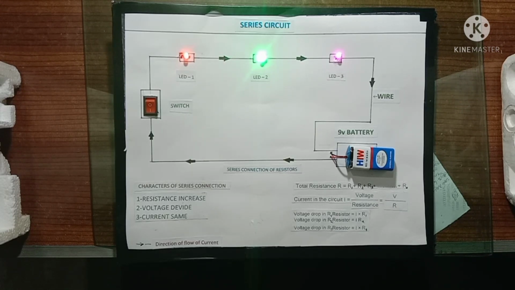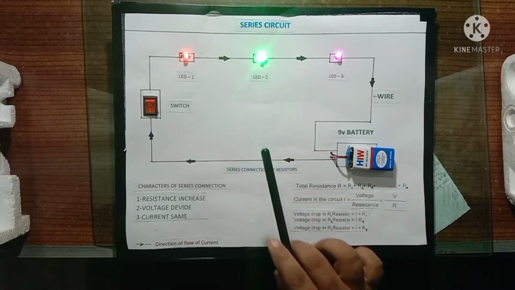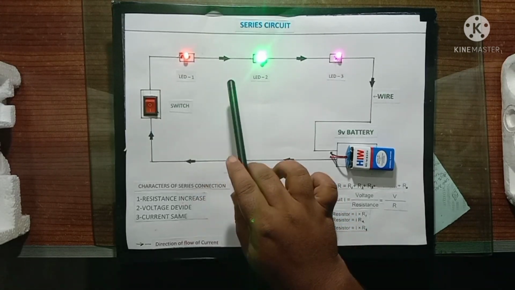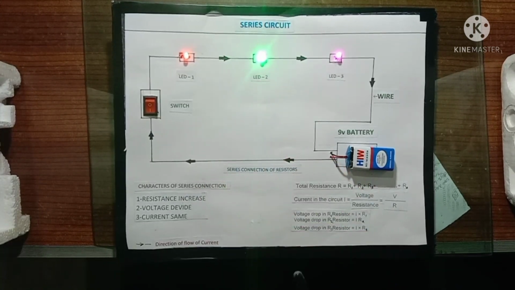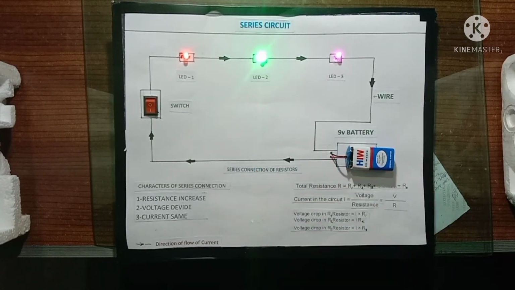First of all, we know about what is series connection. When two or more resistors are connected in such a way that the end of the first resistor is connected to the beginning of the second resistor, and the end of the second resistor is connected to the beginning of the third resistor, and so on, this type of connection is known as series connection of resistors.